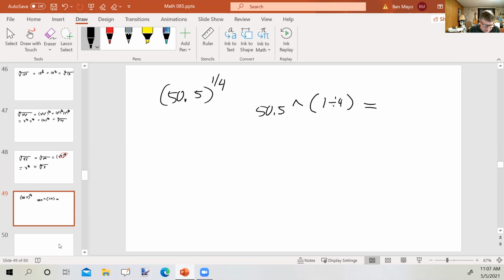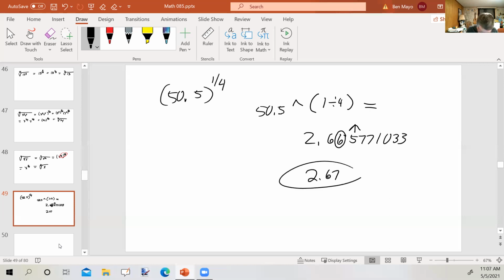50.5 raised to the power, parentheses, 1 divided by 4. I'm getting 2.665771033. It said round to the nearest hundredth. So that would be right there. We go one place to the right, 5 and above rounds up, 4 and below rounds down. So 2.67 would be my final answer.